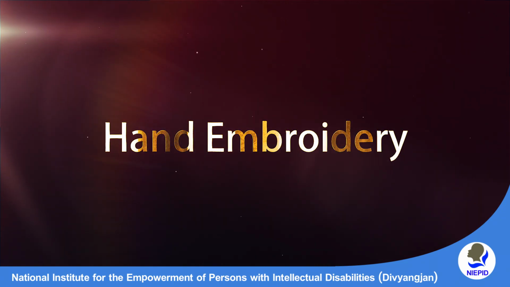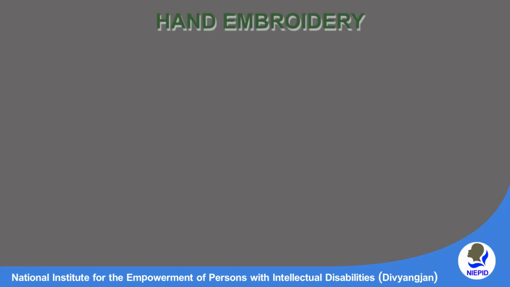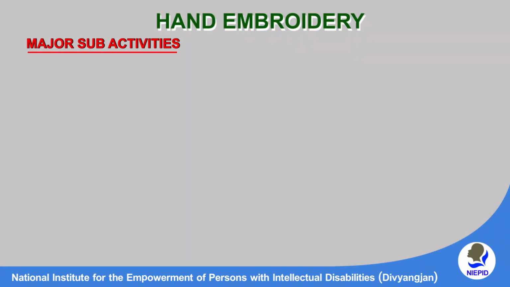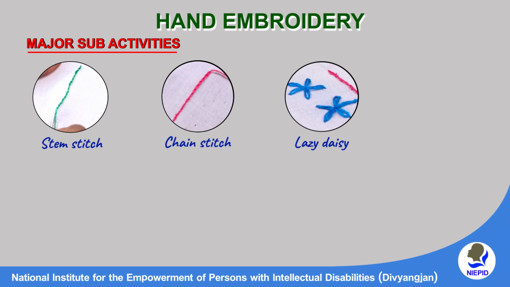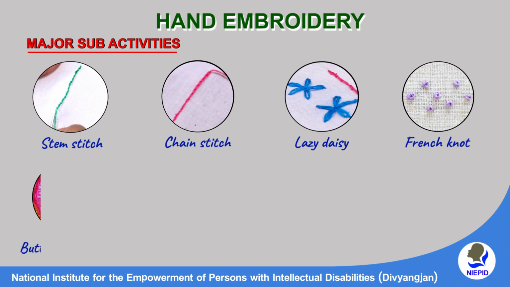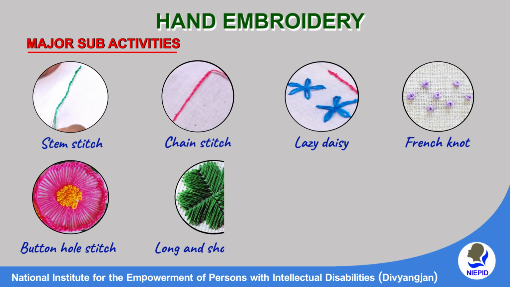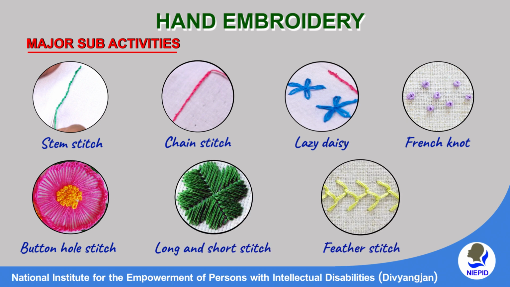Hand embroidery. Major sub-activities: stem stitch, chain stitch, lazy daisy, French knot, buttonhole stitch, long and short stitch, feather stitch.